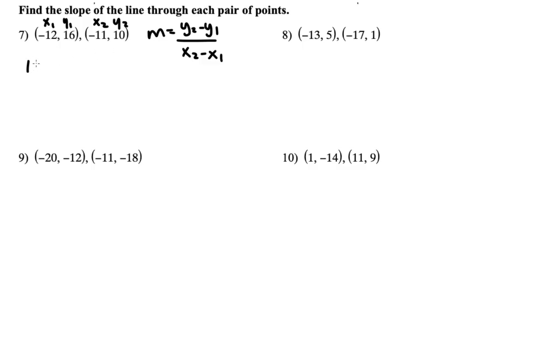So now I can just put them into our formula. Y2 is 10, minus y1, which is 16. And then x2 is -11, and x1 is -12. So 10 minus 16 is just -6. -11 minus -12, that's -11 plus 12, which is just 1. And any number over 1 is just itself. So our final answer is m equals -6.